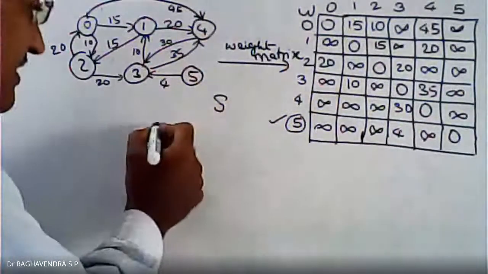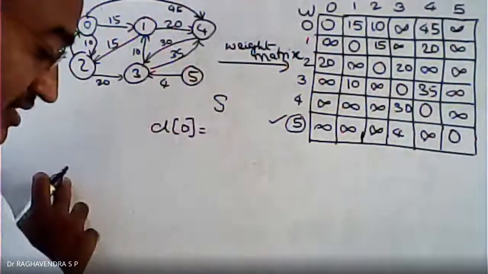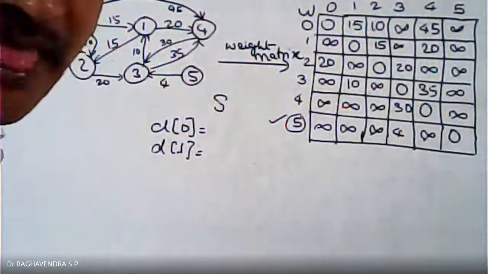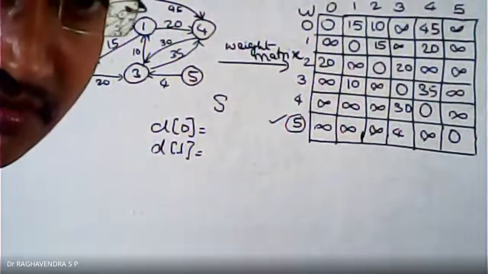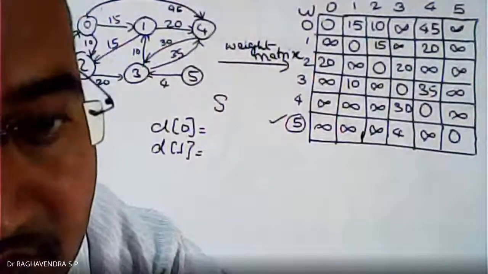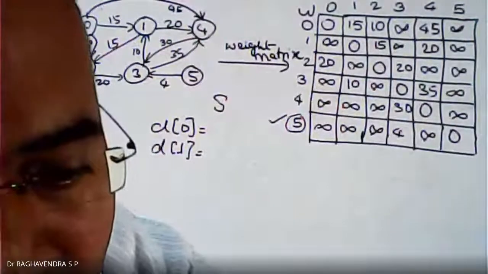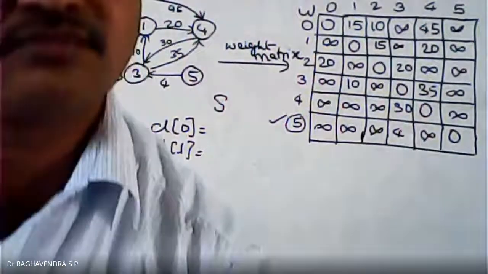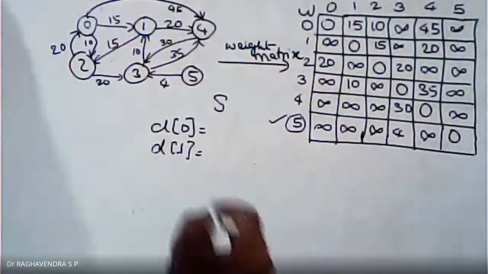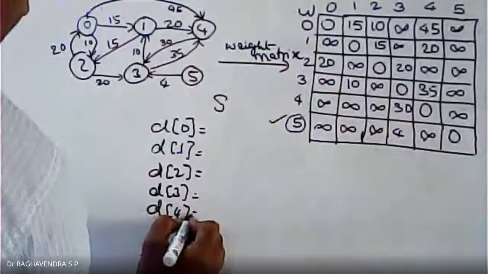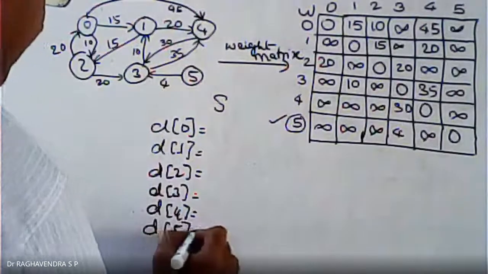Write this down. These are distance values. That is d of 0, which means distance from 5 to 0. Similarly, d of 1 means distance from 5 to 1. Next, d of 2 means distance from 5 to 2. d of 3 means 5 to 3. d of 4 means 5 to 4. d of 5 means 5 to 5.